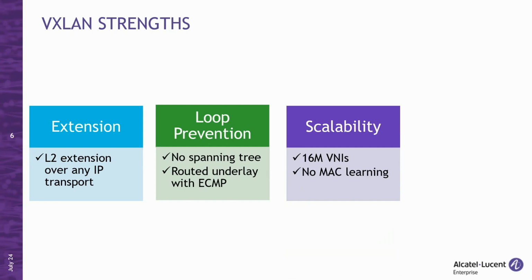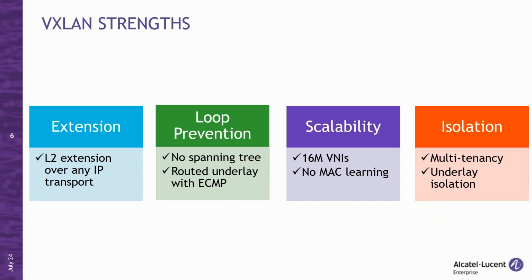Third is that scalability is not an issue in VxLAN, since the limit is pushed from the standard 4096 segments up to 16 million segments. It's also improved since there is no MAC learning in the core, but only on the VTAPs. Also, it provides underlay isolation and multi-tenancy.